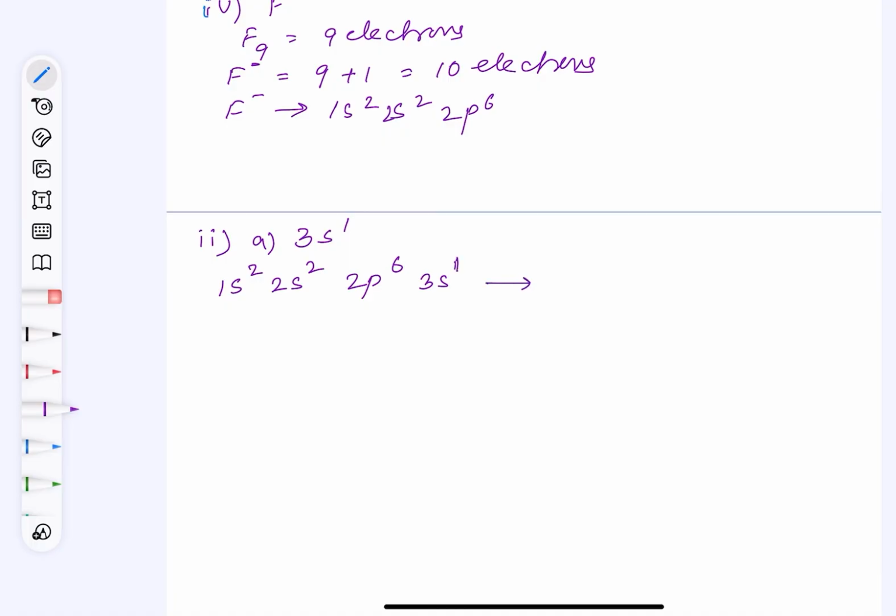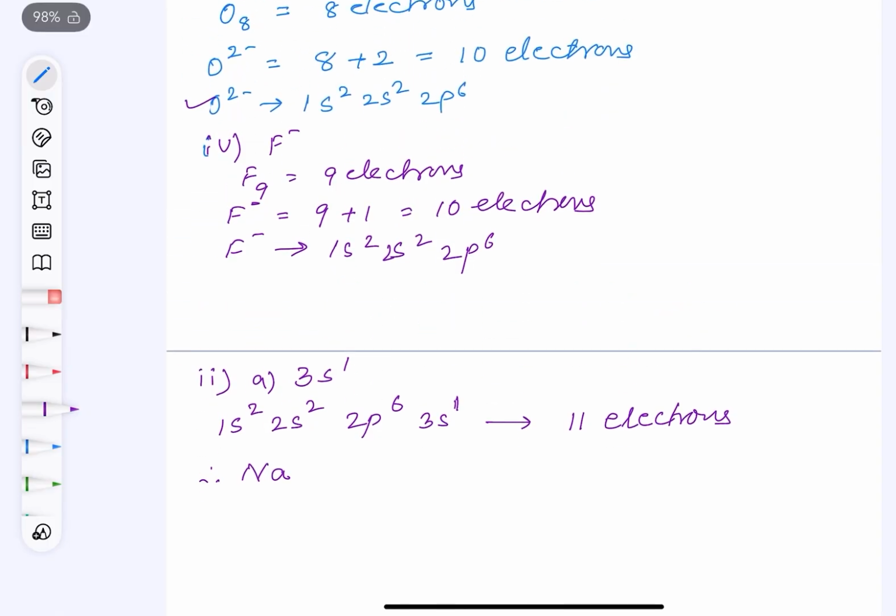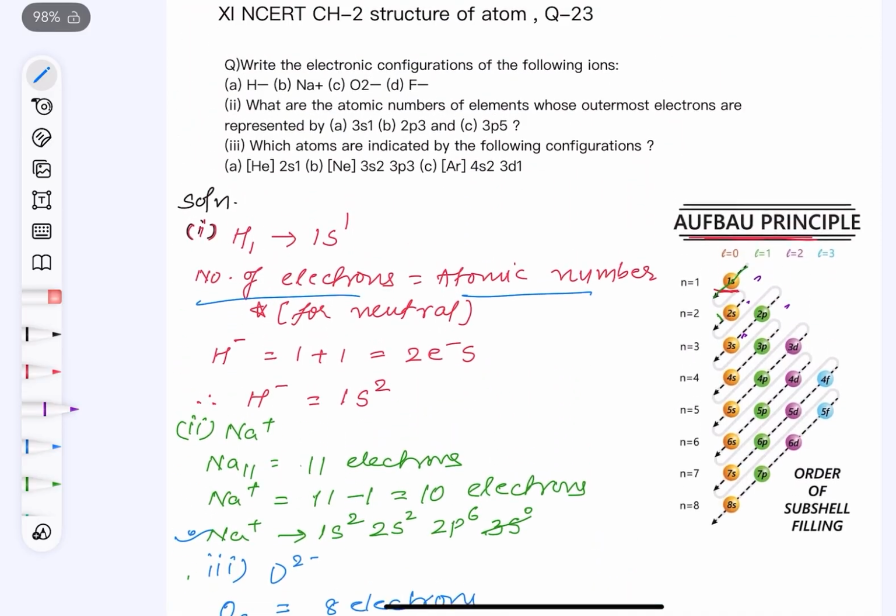You have filled it till 3s1. 2 plus 2, 4 plus 6, 10 plus 1, 11. So you have filled all together 11 electrons till you have filled the configuration for 3s1. So now 11 electrons are present in the neutral atom of sodium. Okay, so therefore sodium is the element for which you are having the configuration.